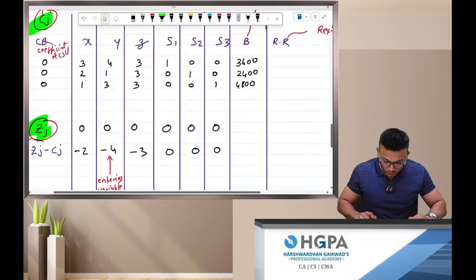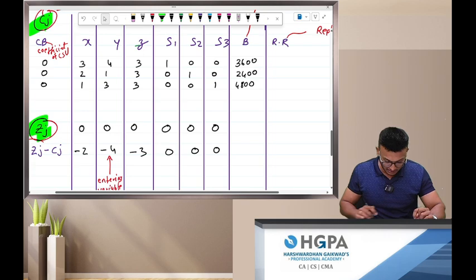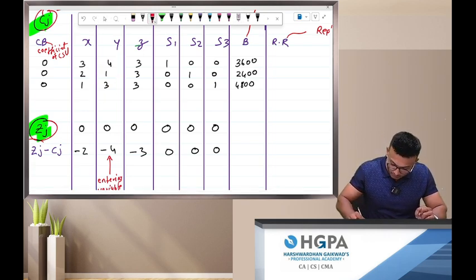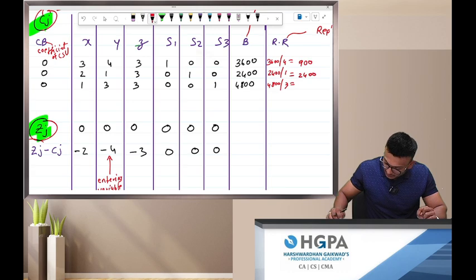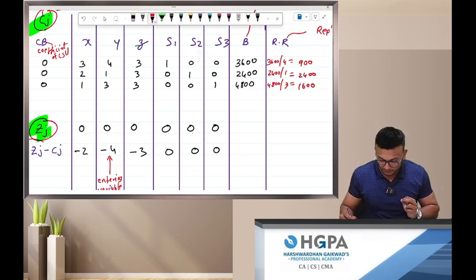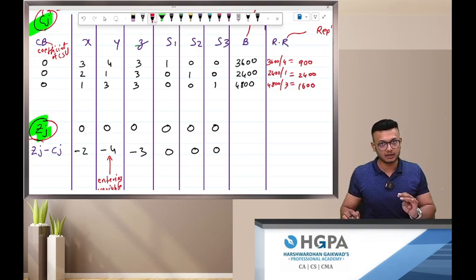Now you need to come down to the RR part. If this column is fixed, these three numbers are fixed. So now we need to compute this. 3600 divided by 4, 2400 divided by 1, and 4800 divided by 3. This will be 900, this will be 2400, and this will be 1600.